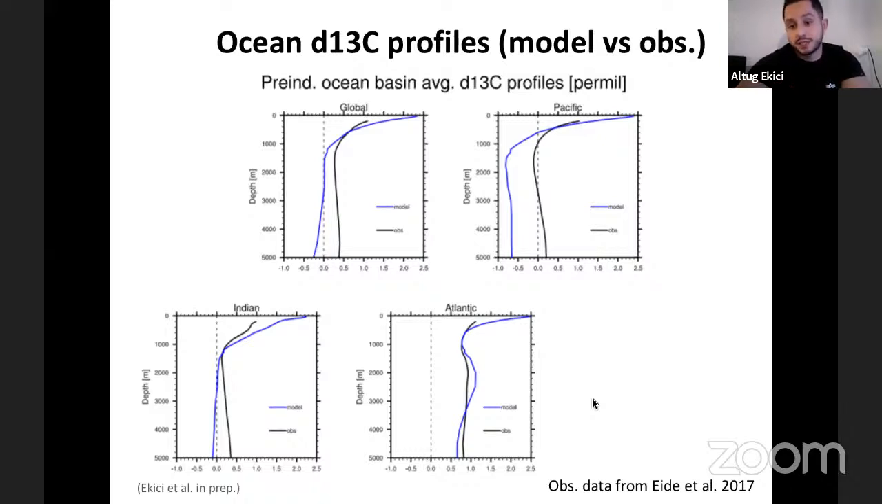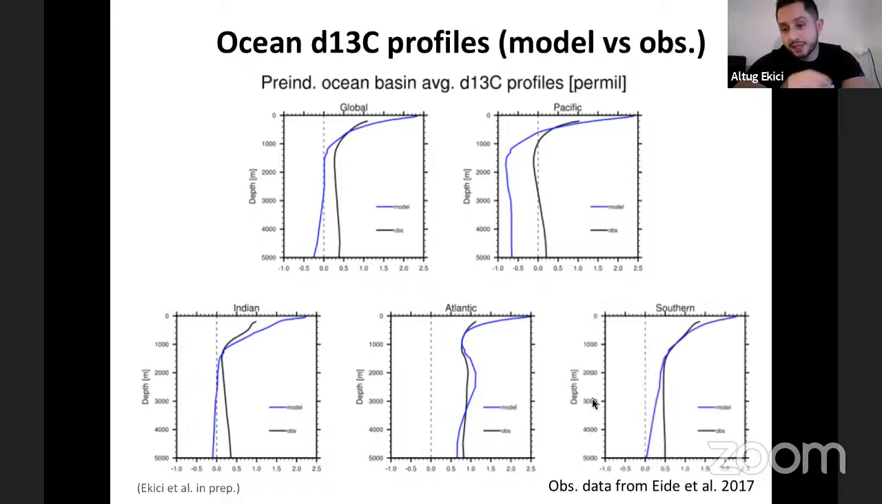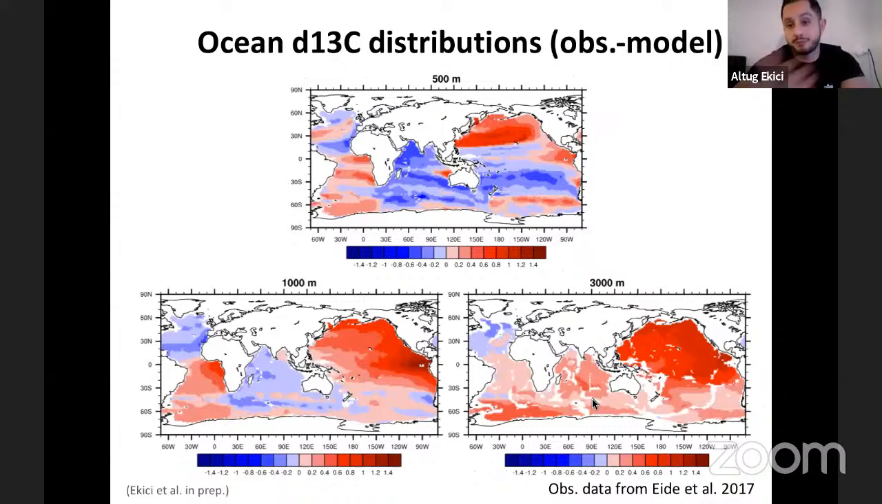Compared to observation, this is quite motivating us. And for the Southern Ocean, again, we have a deep ocean negative bias for delta 13C. If we look spatially at how these changes are being represented, here I show 3 maps. Again, ocean delta 13C, observation minus the model, which means the red areas mean the model is underestimating.